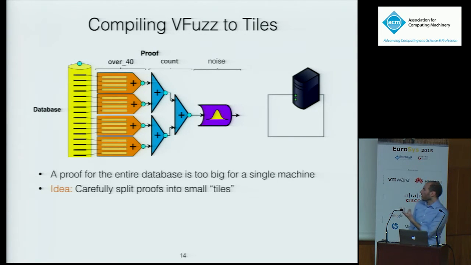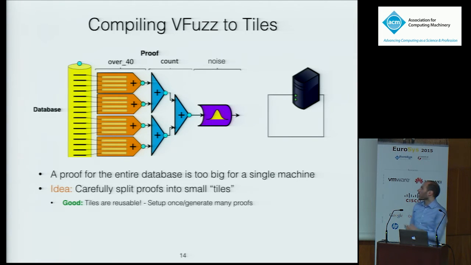Moreover, as we can see here, the computation of the predicate is symmetric because it applies the same function on every database entry. So we can further split the proofs such that the tiles that we have produce a proof for only a small portion of the database. By doing this, we get two great benefits.